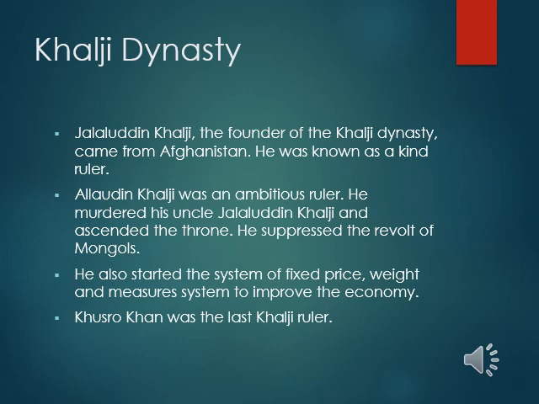Children, now we are going to discuss the second important dynasty of the Delhi Sultanate, that is the Khalji dynasty. The first ruler was Jalaluddin Khilji, the founder of the Khalji dynasty. He came from Afghanistan and he was a kind ruler. Second was his nephew Alauddin Khilji. He was an ambitious ruler. He murdered his uncle Jalaluddin Khalji and ascended the throne of the Delhi Sultanate. He suppressed the revolt of the Mongols. He also started the system of fixed price, weight and measure to improve the economy. Khosrow Khan was the last ruler of the Khalji dynasty.